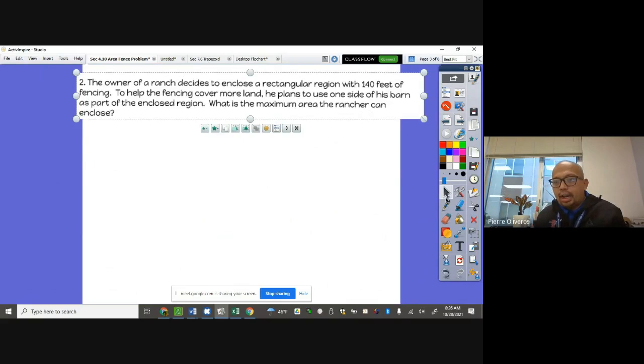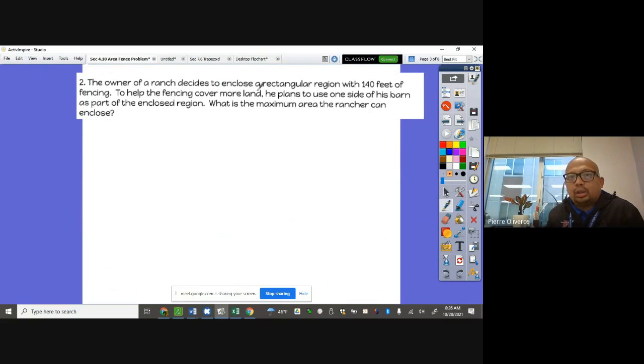The owner of a ranch decides to enclose a rectangular region with 140 feet of fencing. So we know the perimeter is 140, right? To help the fencing cover more land, he plans to use one side of his barn. So imagine you have a barn here. Let's say this is the barn. He plans to use one side of his barn as part of the enclosed region.